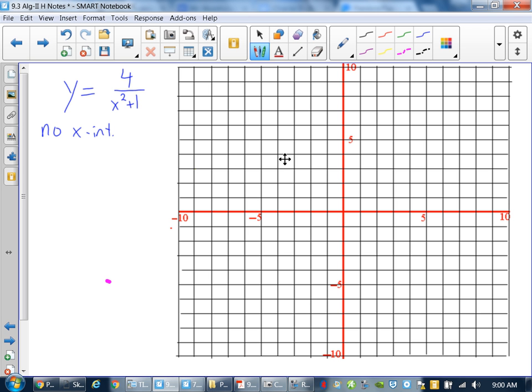All right. No x-intercept. I go to the next thing. I find the zeros of the denominator. If I find the 0 of the denominator, well, it's i. Can I graph that? No. So do I have real zeros in the denominator? No. So there's no vertical asymptotes.